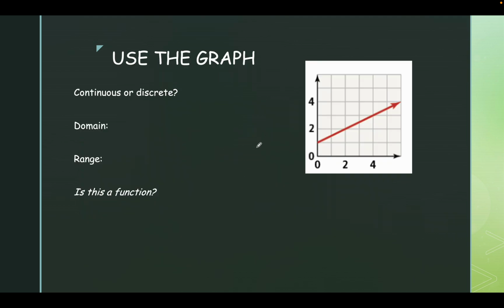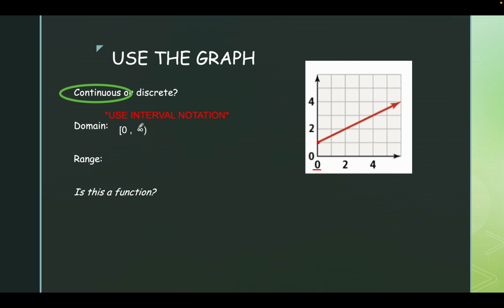Use the graph. Is this graph continuous or discrete? This graph is continuous. The domain, if we use our interval notation, again, we're looking for the x values. So if you think about where the graph starts, the x value here is at 0. Therefore, this graph starts at 0. We use a bracket to say that 0 is included. And it travels to the right. It's going forever, which means it's not going to stop. We're not going to have a bracket that's going to stop it. It's going to go on forever to positive infinity.